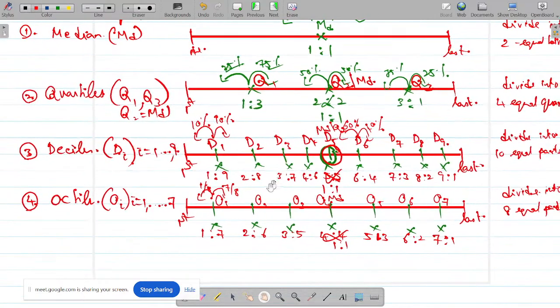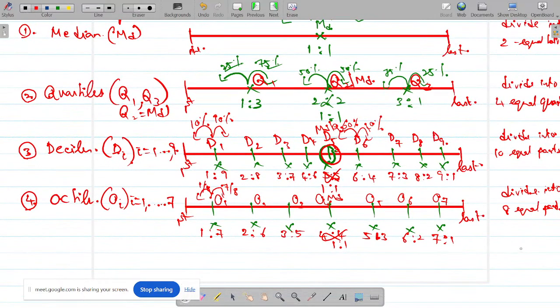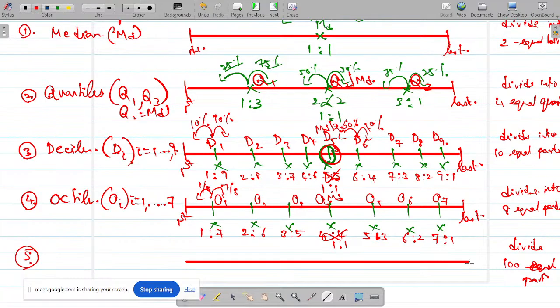Instead of dividing into 8 parts, if you divide it into 100 equal parts, you call this as percentiles. Usually percentage means what? 100. You call this as percentiles and you give this as Pi, where i is equal to 1 to 99.